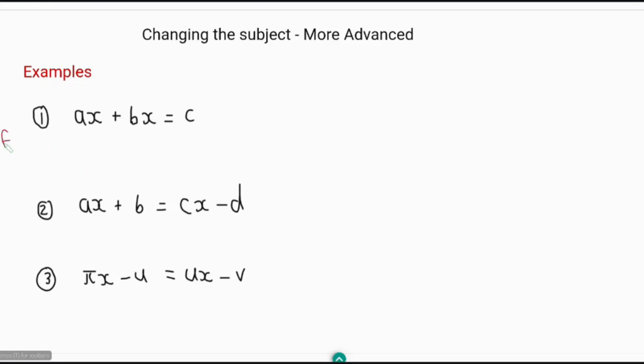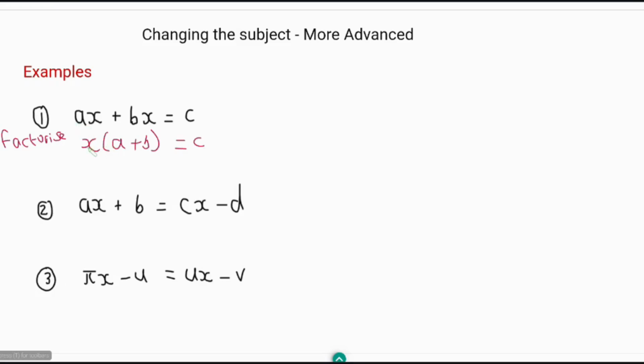So what you need to remember to do is isolate your x's. How do I do that? You have to factorise. So it's remembering that when you change a subject, at some point you might need to factorise. How do we factorise? We're going to put it in a single bracket. So we're going to take an x out, which would leave us with a plus b inside our bracket.